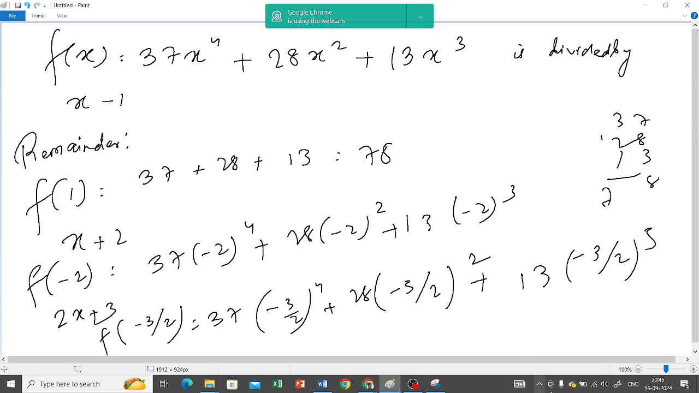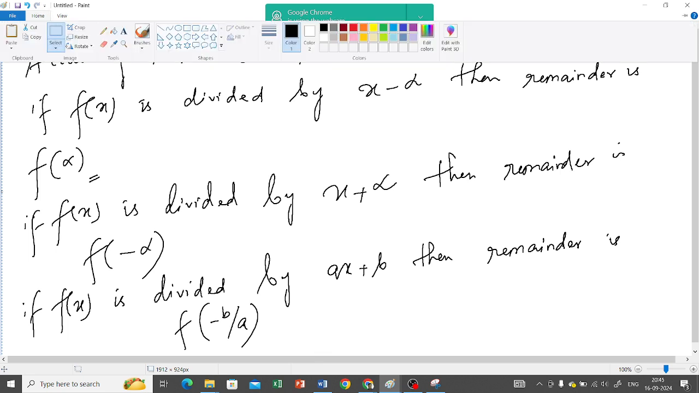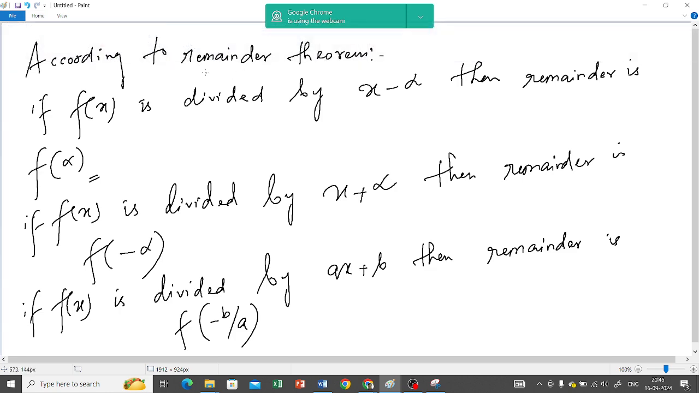That's all. We need not copy this one. Very simple. We might need it in some cases, that is the reason. Now, if I strike this out and make it the factor theorem, what will happen?